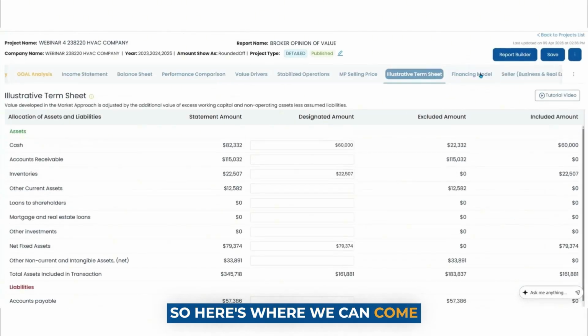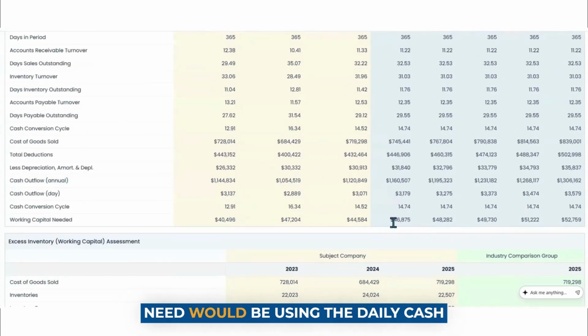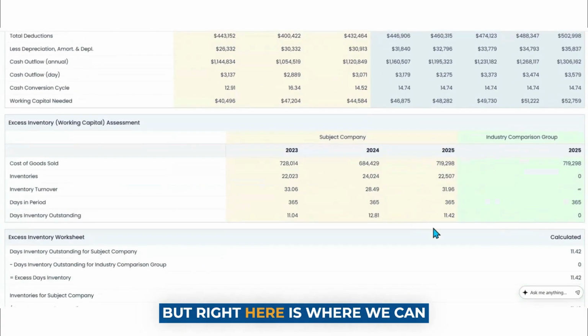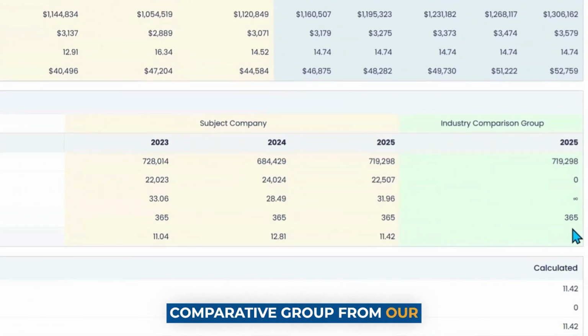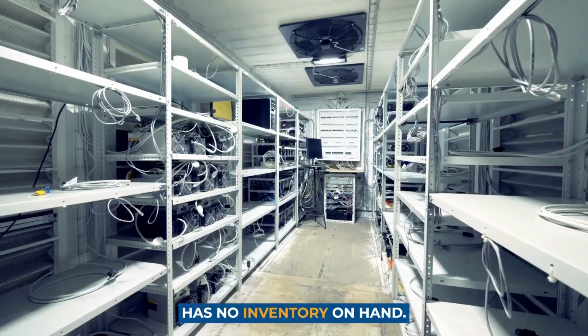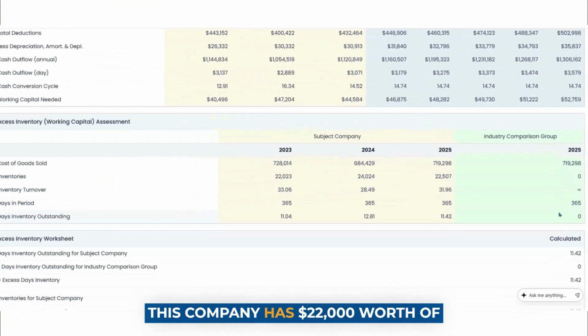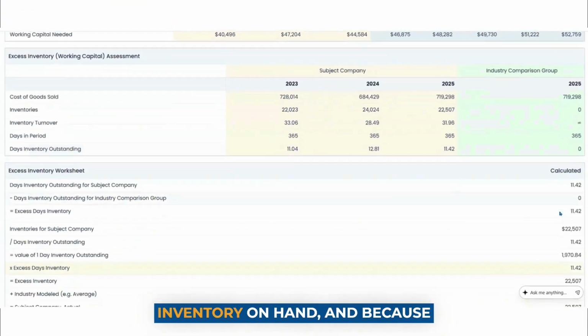So here's where we can come to our working capital annual. We can see what our working capital need would be using the daily cash outflow times our cash conversion cycle, which gives our working capital. But right here is where we can understand if the company has excess inventory. And the comparative group from our performance comparison module indicated that the average heating and air conditioning company has no inventory on hand. They order it and they sell it, but they don't have any stock. This company has $22,000 worth of inventory on hand.